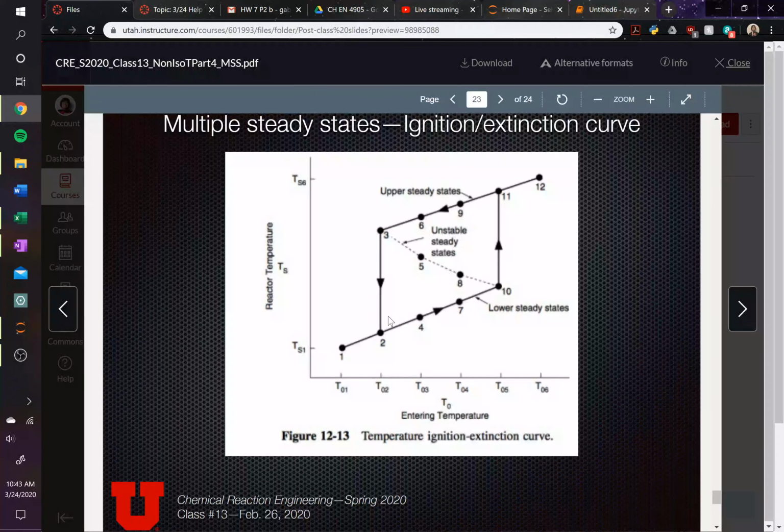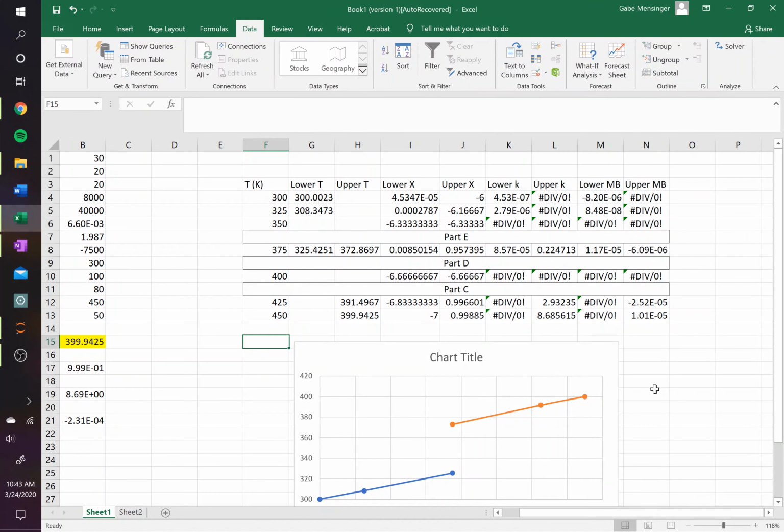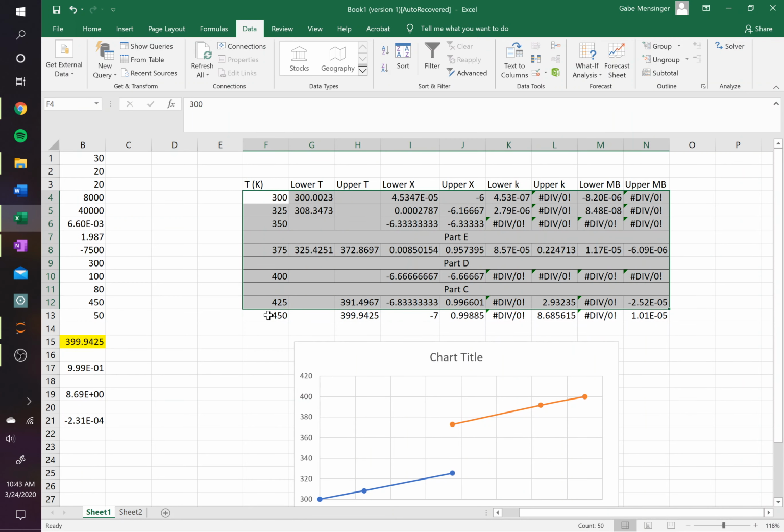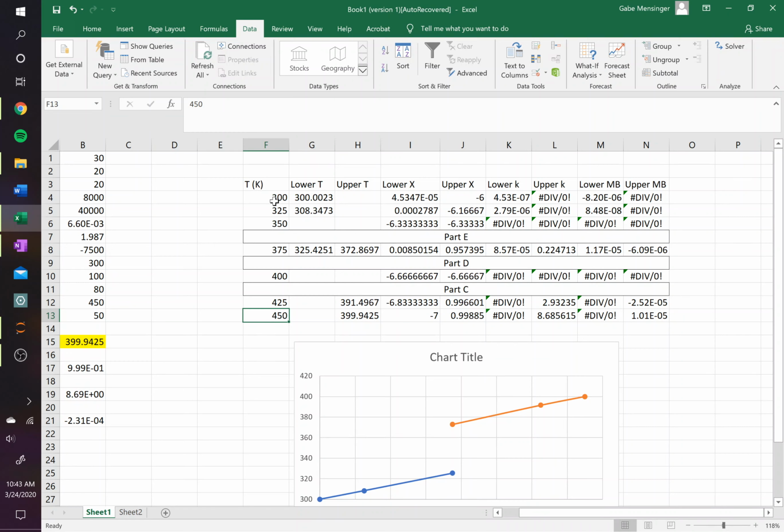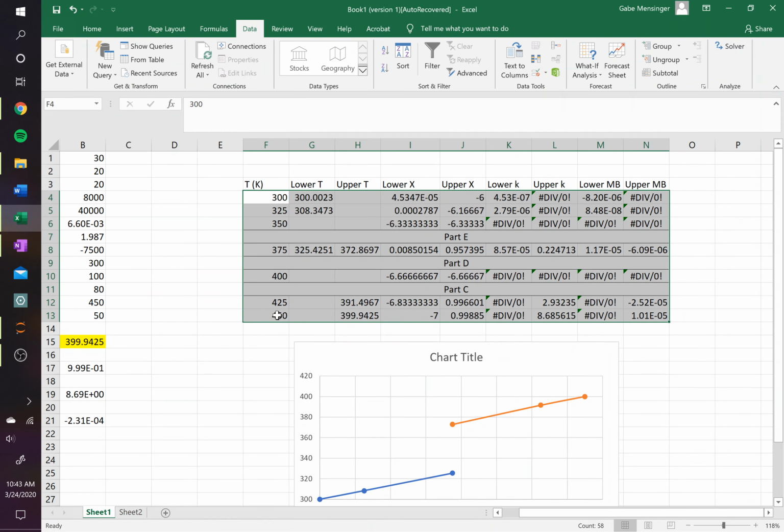And because of this region here where you've actually got 2 and even 3 solutions, it's going to be very, very difficult to do this in Python. So, looking at how I have it set up here, ignoring these big empty blocks that say part E, D, and C, a good range of temperatures to assume would just be 300 to 450, incrementing up by 25. That's perfectly fine for part B.